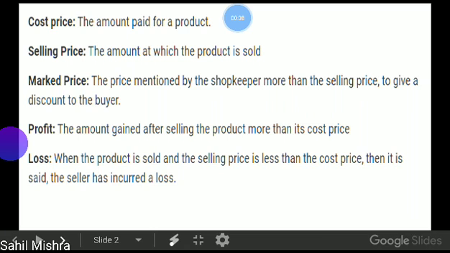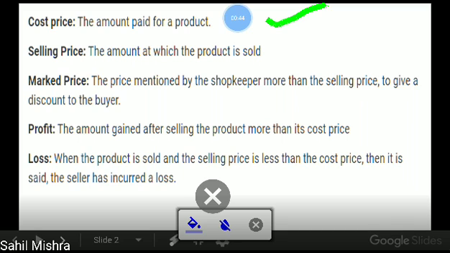So first of all, what is cost price? The amount paid for a product is known as cost price. What is selling price? The amount at which the product is sold is known as selling price. What is market price or marked price? The price mentioned by the shopkeeper, higher than the selling price, to give a discount to the buyer. That means the price is marked on the product, so the shopkeeper can give the discount to the buyers.